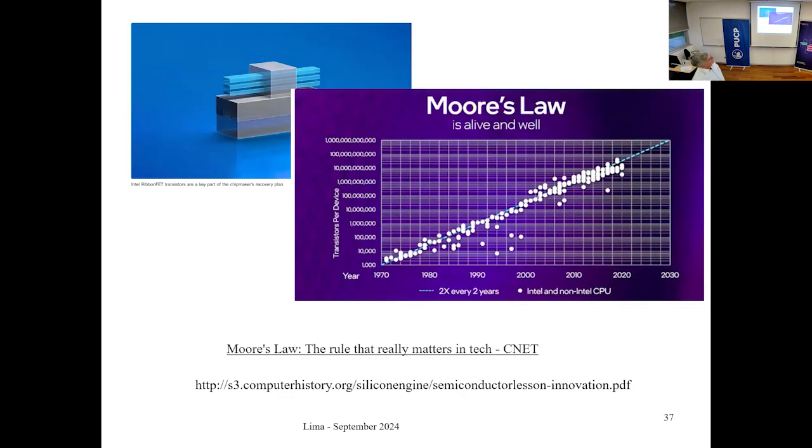This is a prediction of Moore's law. If Moore's law continues increasing by a factor of 2 every 2 years, in 2030 it's predicted that one chip can accommodate 1 trillion transistors. This is the prediction given by Moore's law, and probably it will happen in 2030.